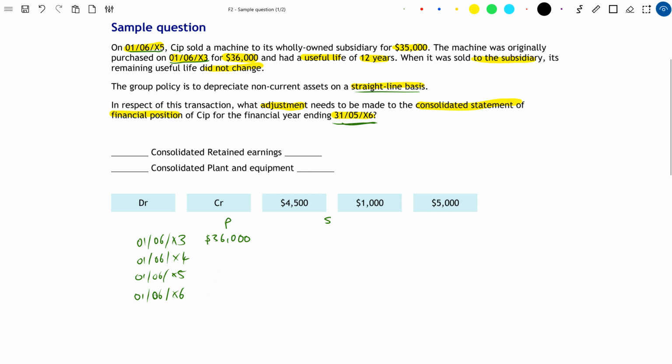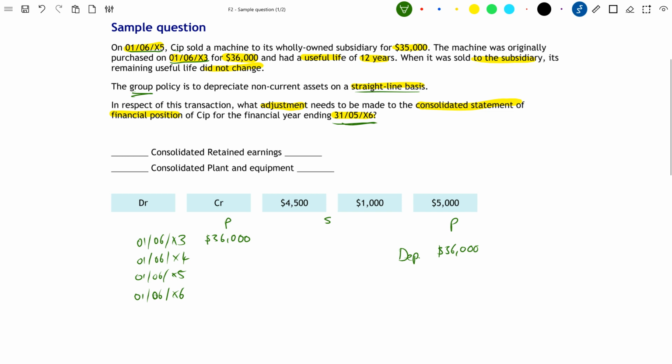We need to start by finding the depreciation, don't we? Let's calculate depreciation for P. We know that P is using straight line. The group policy, well, the whole group uses straight line. Straight line depreciation is calculated by taking the historic cost of the asset, which we know is $36,000.